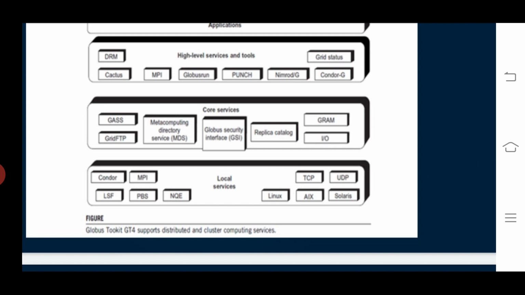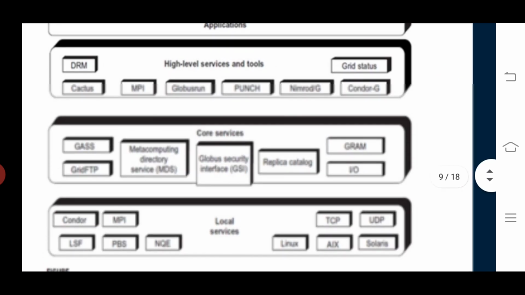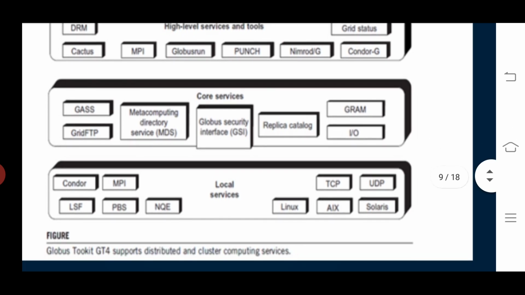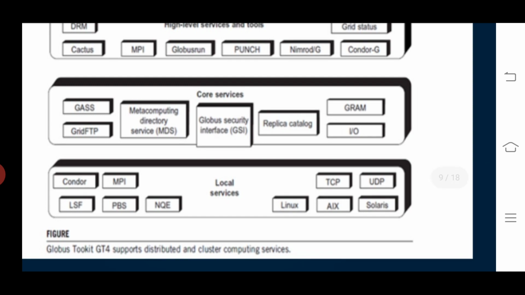And the middle layer here is core services, and then the final layer is nothing but local services. Here the figure explains that the Globus Toolkit supports distributed and cluster computing services. What does the Globus Toolkit offer? Here see the middle level. The middle level is nothing but core services in grid applications.